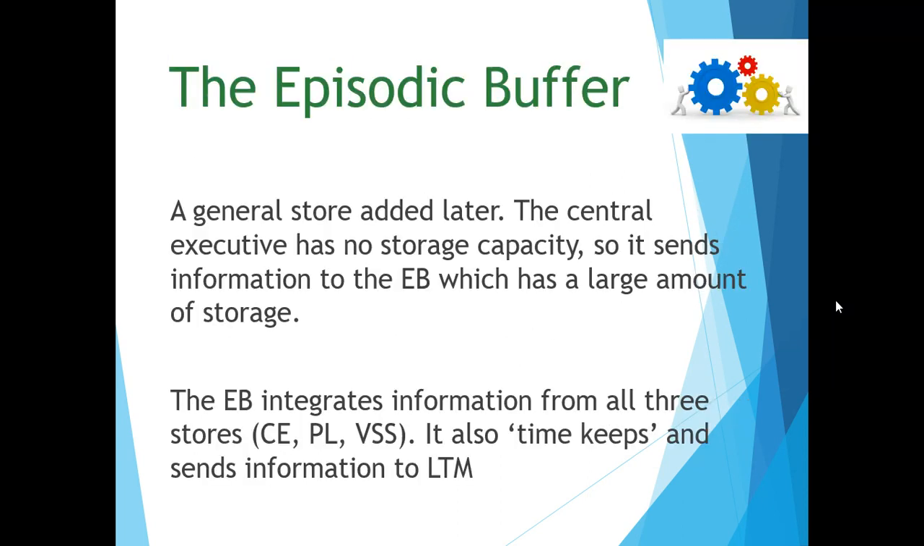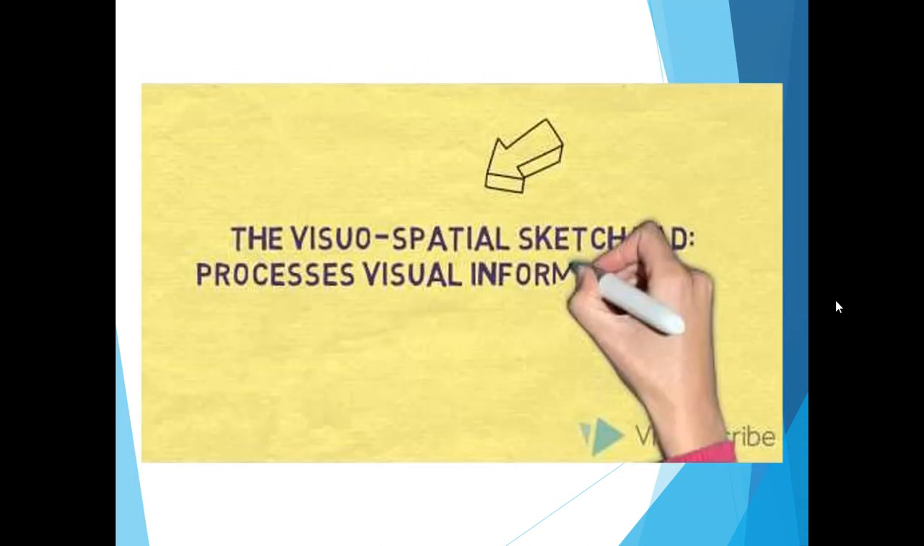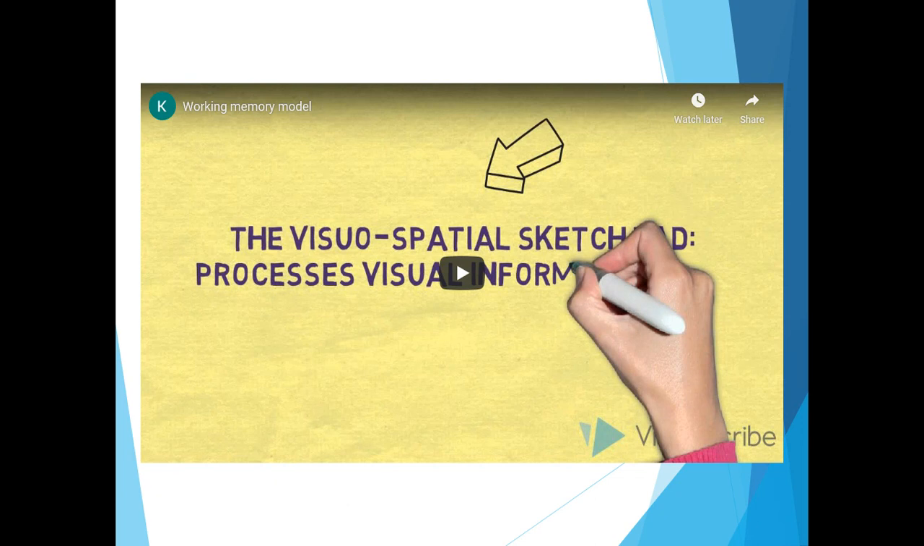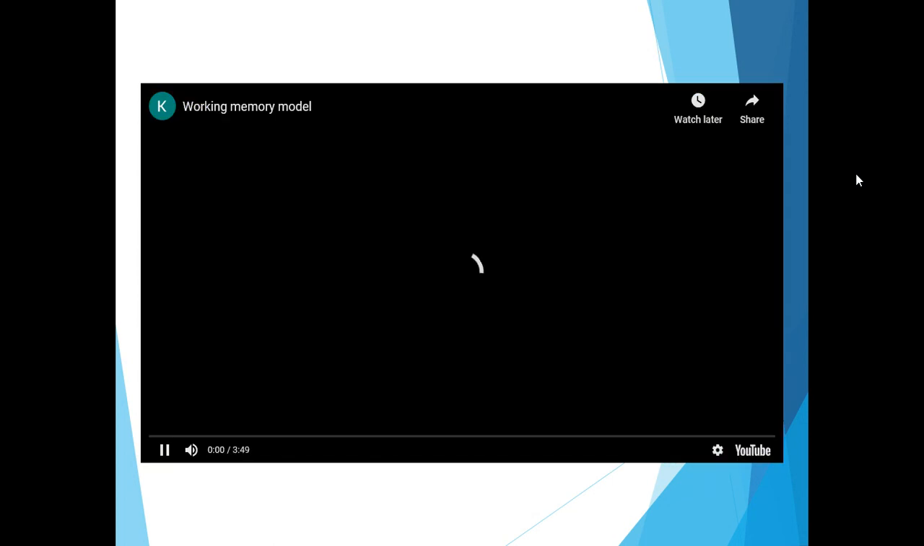Okay, the episodic buffer was added later on, and it's more of a general storage capacity, like an additional storage in the working memory model. It keeps time, it can help send information to long-term memory, but this was a section that was added later on to the model. There's a video here about the visual spatial sketchpad and other aspects of the working memory model. Again, it's worth a look just to make sure you've got your head around what the different stores are and what they do.